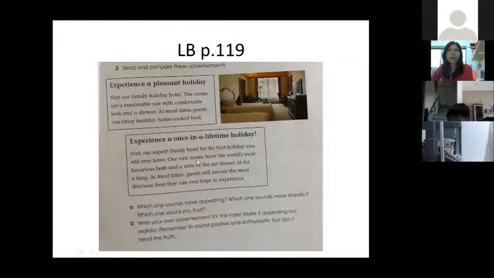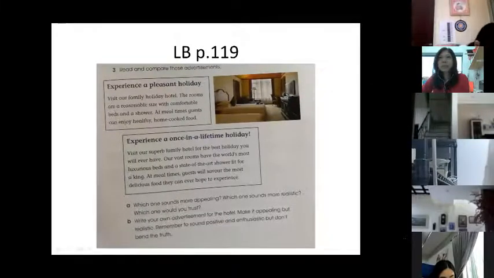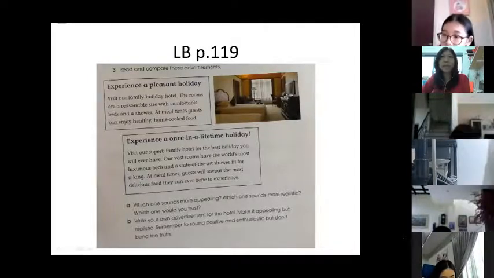Now, I want everybody not to read from the screen because the screen is too small. So please open your book on page 119. I'll give you 2 minutes, all right? 2 minutes to read and then answer 3A. Go ahead, 2 minutes. Come on, focus. In the end, I will ask you to write persuasive text. If you don't know how to write it because you don't pay attention, that's your fault. So focus.